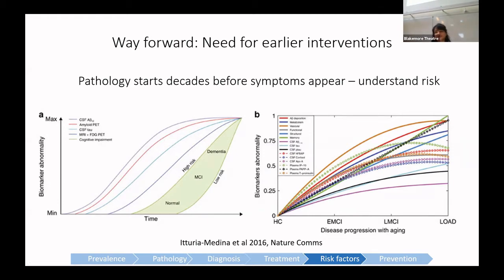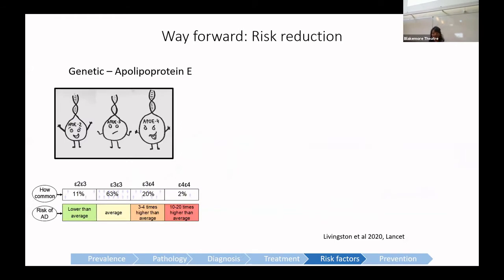So understanding risk becomes really important. So again, we've heard a little bit about this. What are the risk factors for sporadic late onset Alzheimer's? The best established genetic risk factor is APOE4. So a quarter of us in the population will have at least one copy of E4. Some of us will have the protective E2, and most of us will be homozygous for E3.